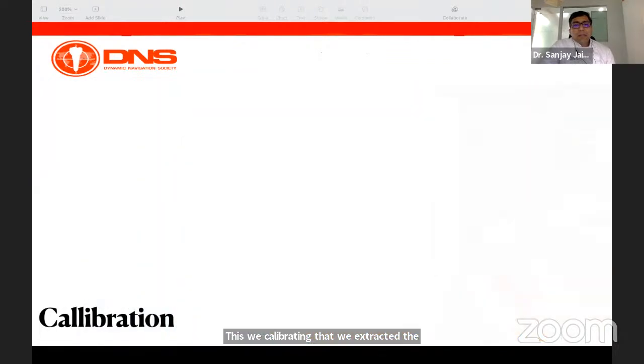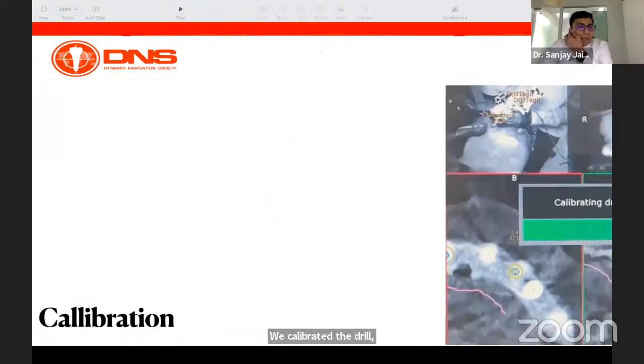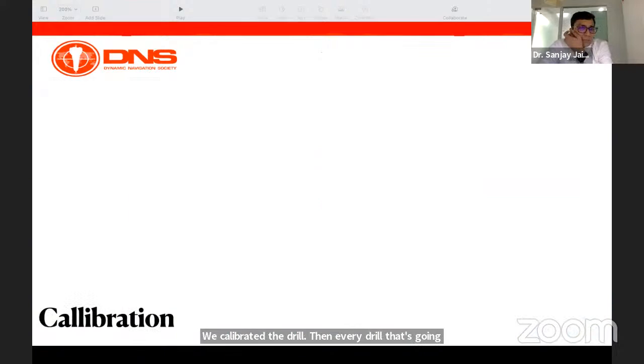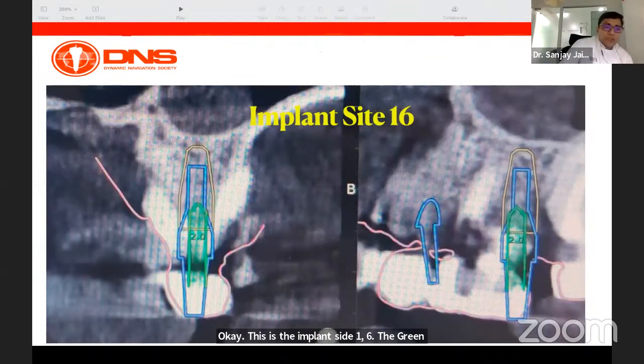We calibrated the drill. Then every drill that's going in can be seen. This is the implant site 16. The green marking that you see is the position of my drill. The yellow marking that you see is the planned position, and the blue is the abutment. What kind of abutment, what kind of gingival height do I need? All that is pre-planned, pre-decided, shared with the laboratory. So everything is crystal clear.